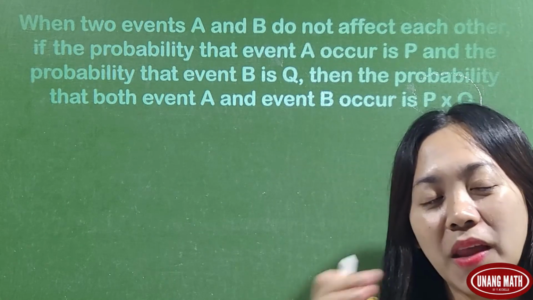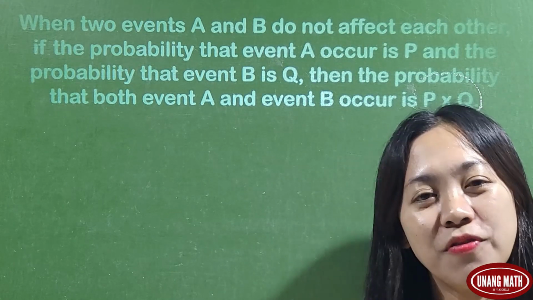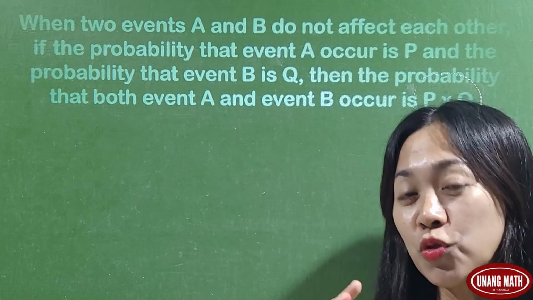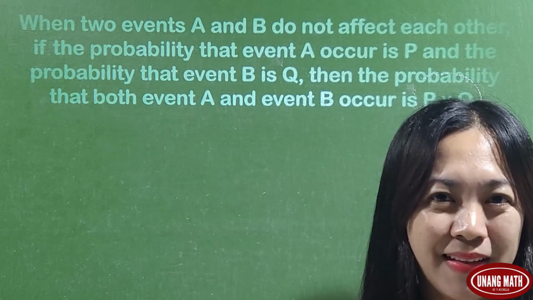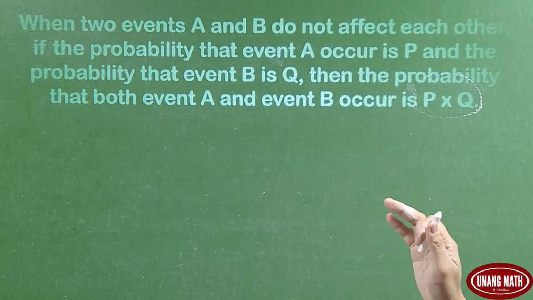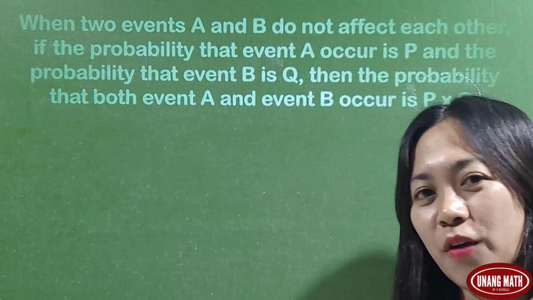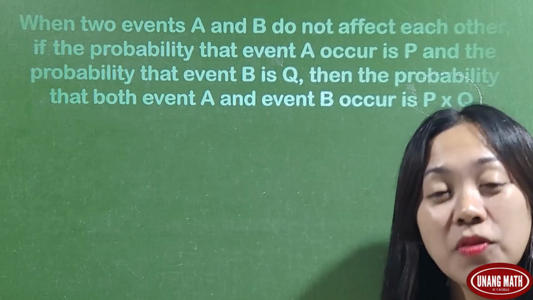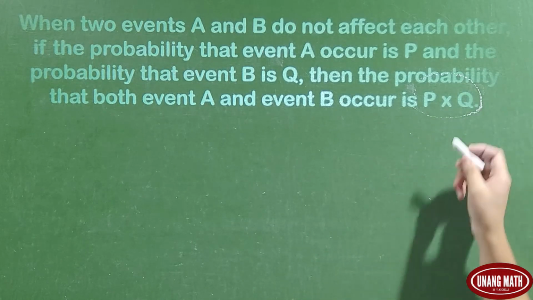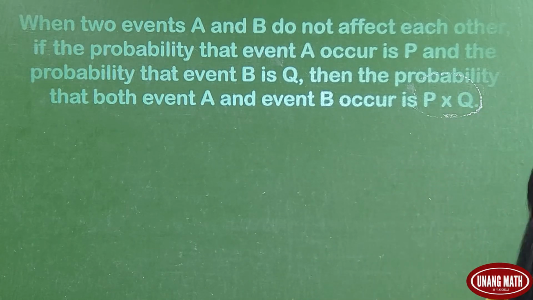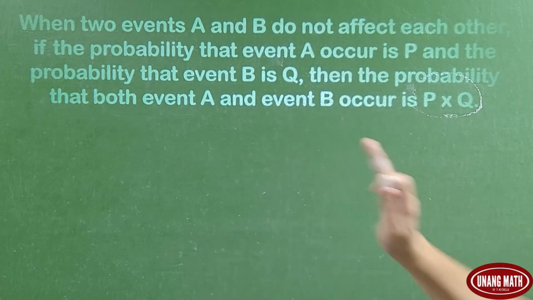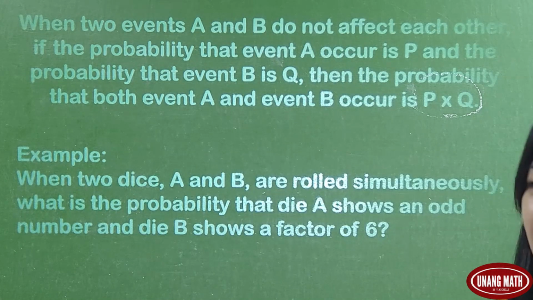It means event A happens, event B happens. So two events happen. So to find the probability, we have to get the probability of the first event times the probability of the second event. Okay, for you to understand this concept, let's give an example.